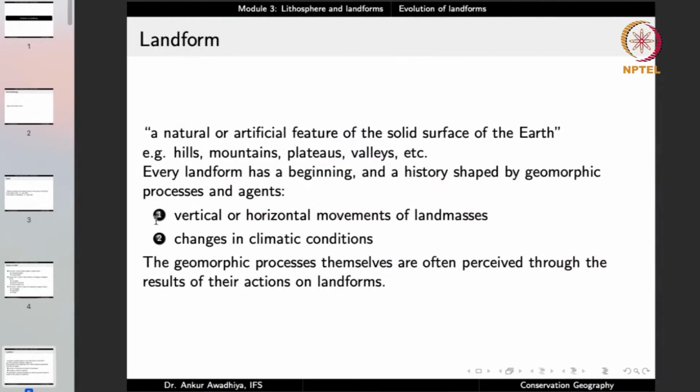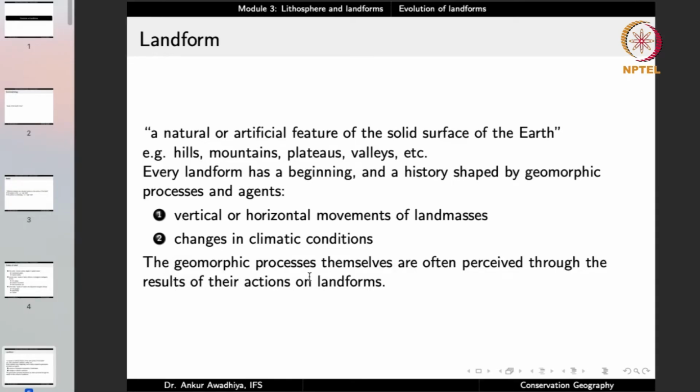And what are these processes and agents? They are the vertical or horizontal movement of the land masses and changes in the climatic conditions. So when we talk about vertical and horizontal movement of land masses, we are typically talking about the endogenic forces. And when we talk about changes in the climatic conditions, we are typically talking about the exogenic forces.